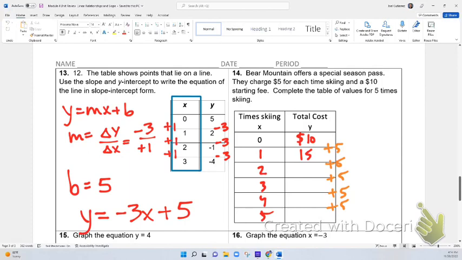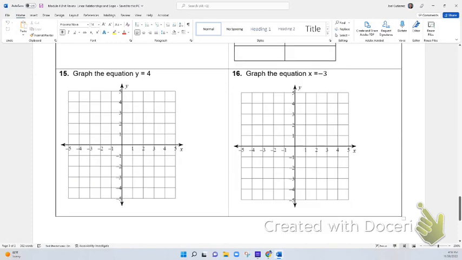If you go skiing 2 times, 2 times 5 gives you 10. And then plus the initial fee, which is another 10. So this is 20. And if you haven't figured it out by now, this is just simply going up by 5s. So this one's 30. And then this one's 35. And then these last two are the examples that we've been doing lately in class.